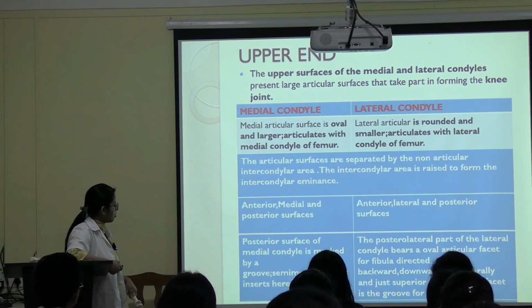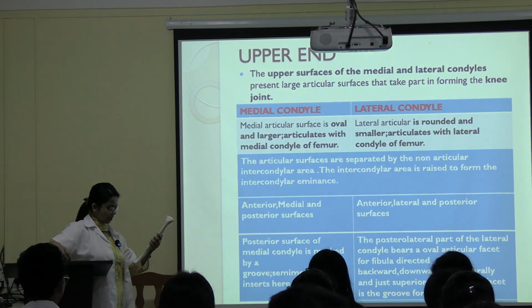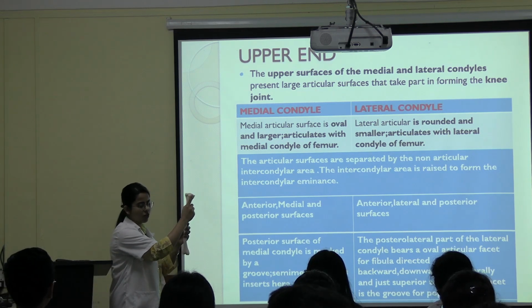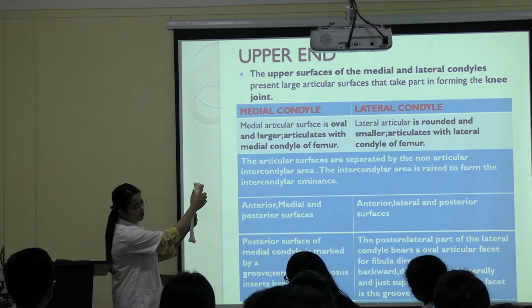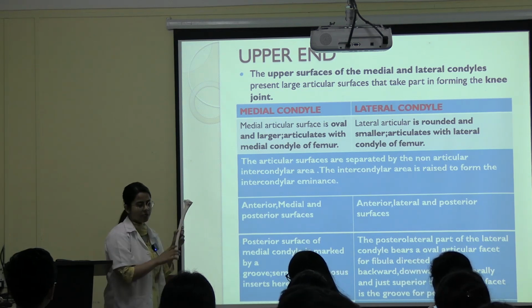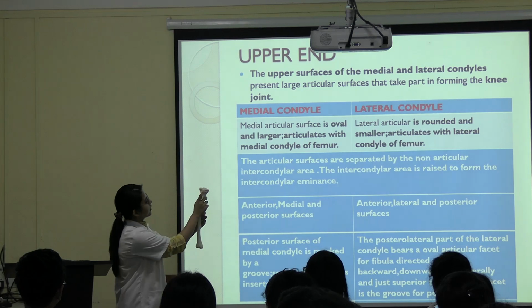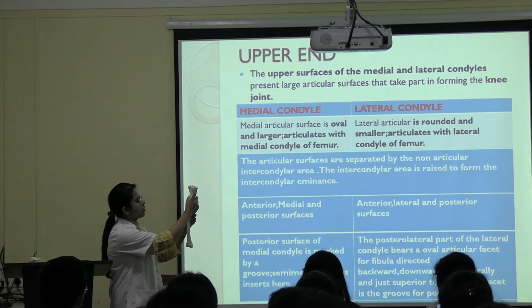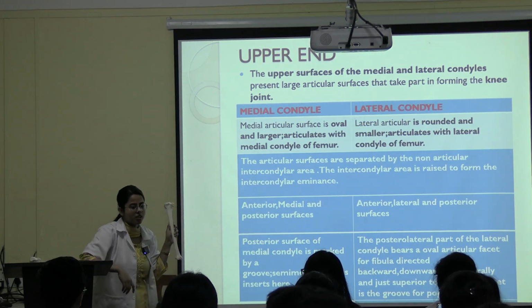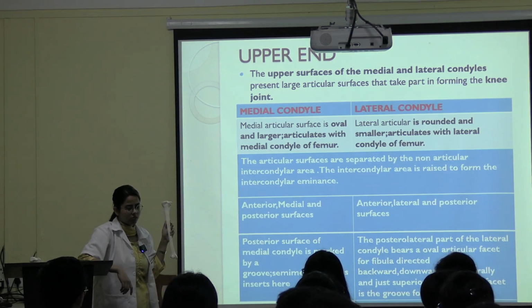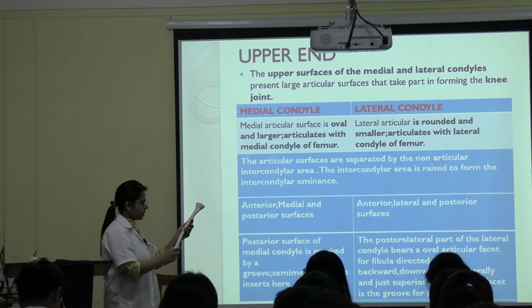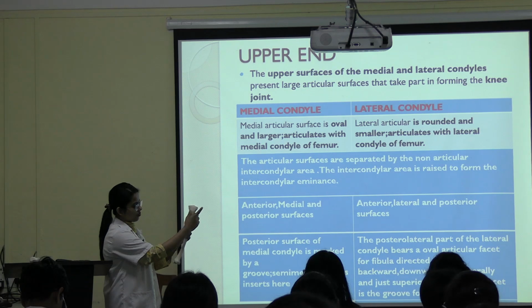And the surfaces I told, and posteriorly, this is what surface of which condyle? This one? Medial condyle, posterior surface of medial condyle. So you can see a groove here. You can see this groove is for semimembranosus muscle. Okay, semimembranosus muscle. Similarly, in lateral, this is what condyle?